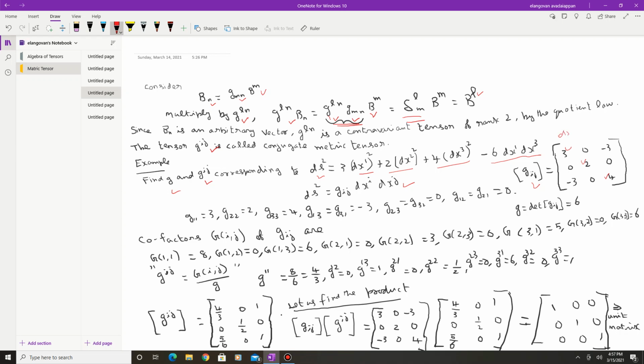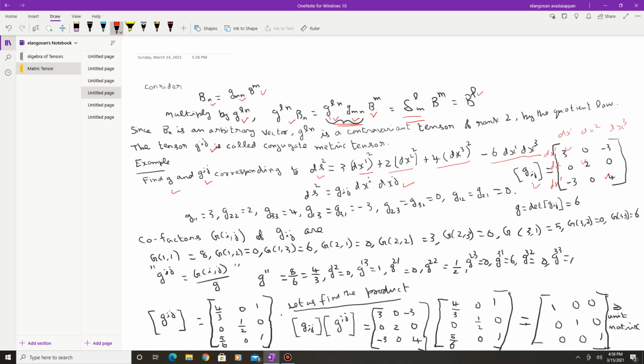So these will be in the diagonal, because you can arrange dx1, dx2, dx3 row wise, and column wise also dx1, dx2, dx3. If you multiply dx1 into dx1, you get dx1 square, and the coefficient is written here; dx2 into dx2 gives dx2 square, and the coefficient is written here. So like that you can write.